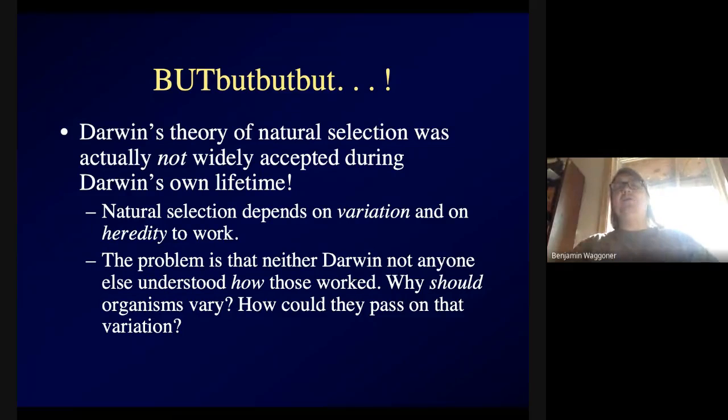Big problem. How does that variation get passed on? And clearly variation's real and it does get passed on, but most people felt Darwin's ideas were critically incomplete without an explanation of variation and heredity. And there were all kinds of alternate non-Darwinian evolutionary theories that were passed around and debated, and there were attempts made to test them. Natural selection was definitely not the only possible explanation for why evolution happened.